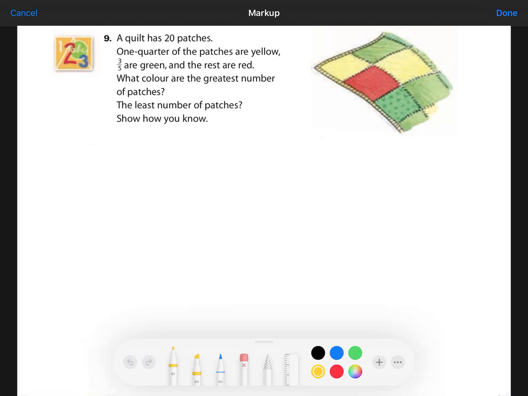Okay, the first thing I'm going to do if I'm working on an iPad particularly is use yellow to underline what's important to know. 20 patches, 1/4 yellow, and I'm going to write that out as a fraction. 3/5 green, the rest are red. So I don't know what fraction is red.